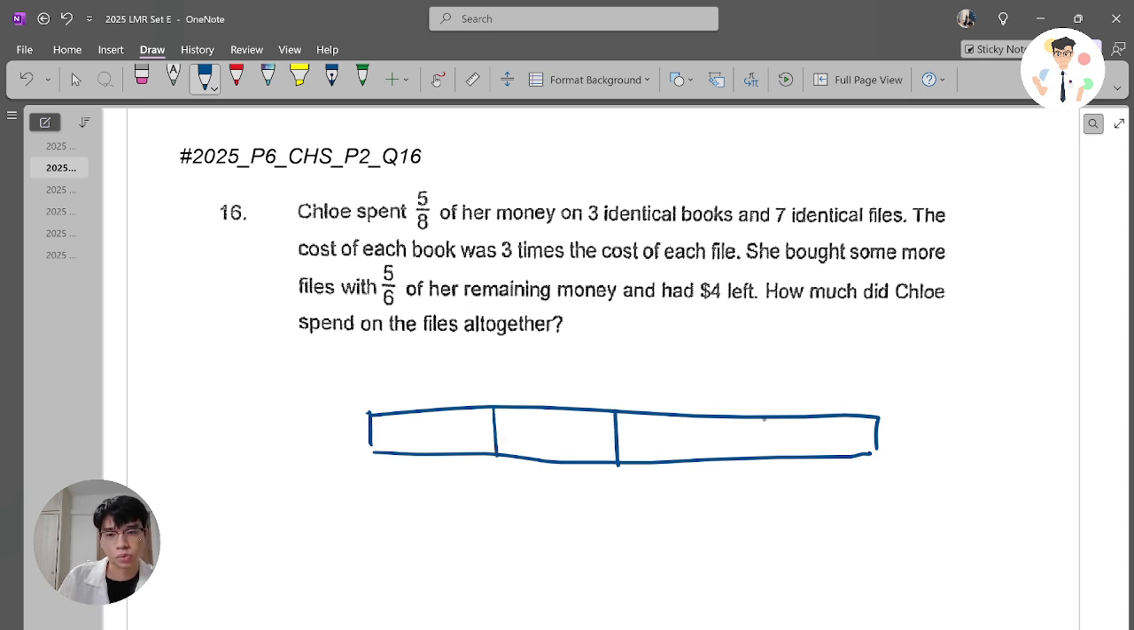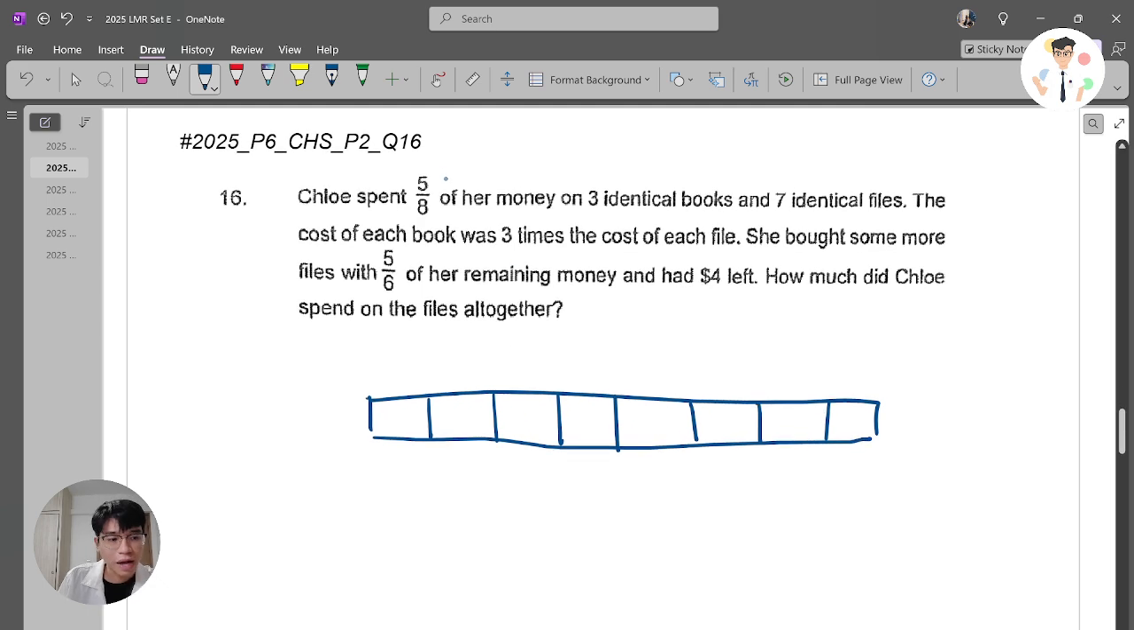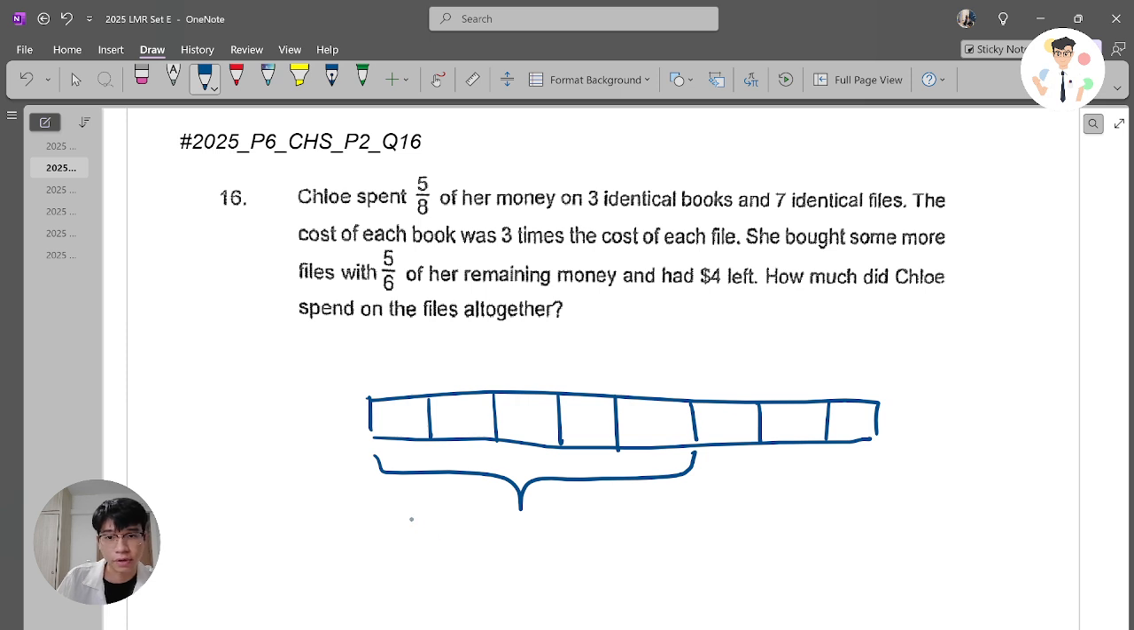1, 2, 3, 4, 5, 6, 7, 8. Very good. Okay. Chloe spent 5 out of 8 of her money. So 5. Okay, I think I'm drawing it right. On 3 books and 7 files. Okay. And the cost of each book was 3 times the cost of each file.